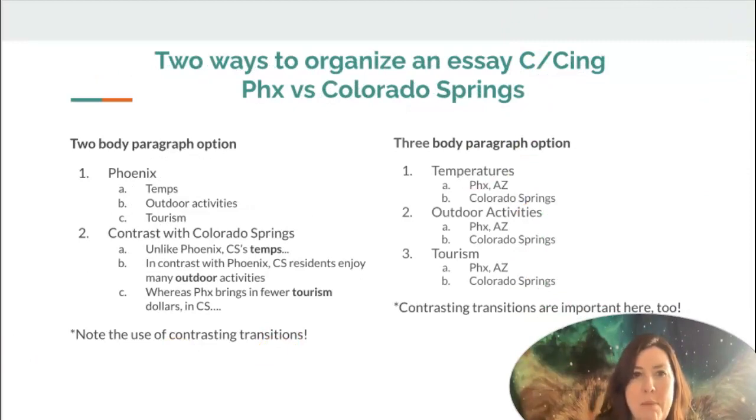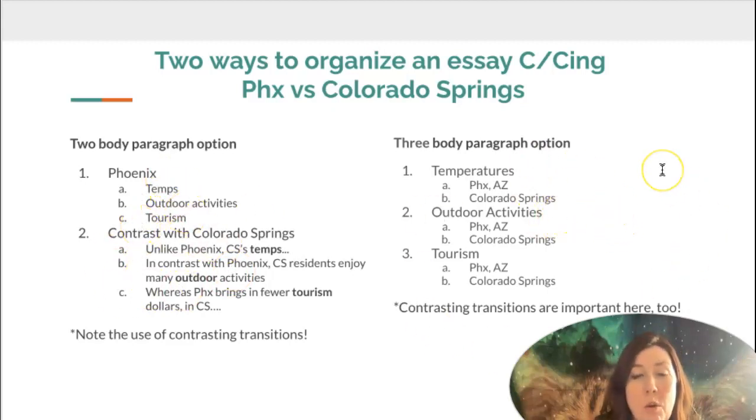So in the 2-body paragraph option, I would start just talking about Phoenix, our temperatures, our outdoor activities, our tourism. And then I would move into Colorado Springs. Unlike Phoenix, Colorado Springs residents enjoy many outdoor activities, whereas Phoenix brings in fewer tourism dollars. You notice the use of transitions to draw that comparison. So this was organized by each topic rather than the subpoints.